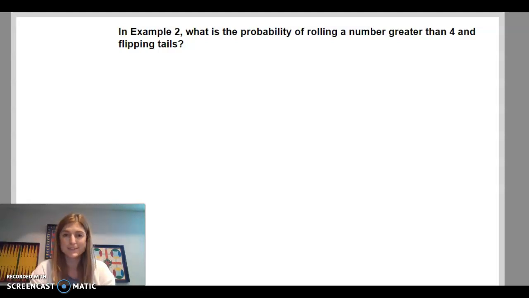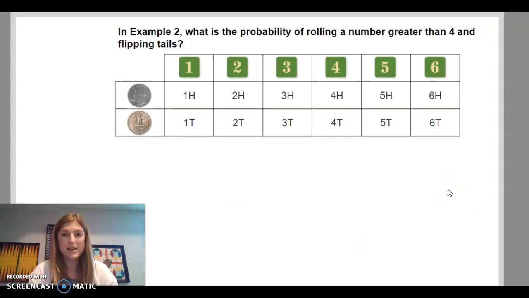How many possible outcomes is that? Or what's the probability of it? So first, we need to refer back to that table, or just know what are those different favorable outcomes? What do they look like? Well, we know that for a number greater than 4, we need to be looking at 5 and 6, okay? And here's the other catch. It must be with tails. So the ones with heads do not count. So how many times did I get greater than 4 and flipping tails?